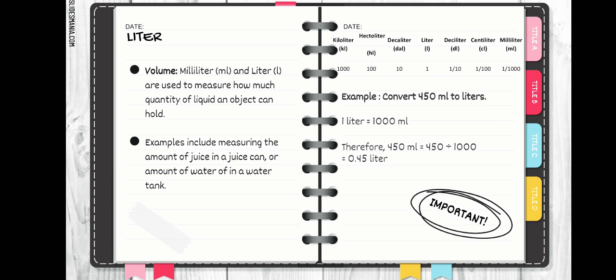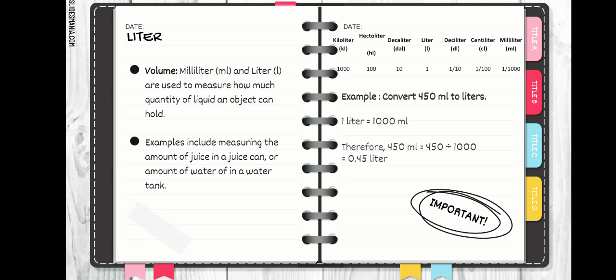So here again is the conversion table, the same process. Just remember the liter is the basic unit, and just remember the movement. So for example, we convert 450 ml to liters. So ml to liter, the movement is to the left because it is from smaller unit to bigger unit. So 1 liter is equivalent to 1,000 ml.